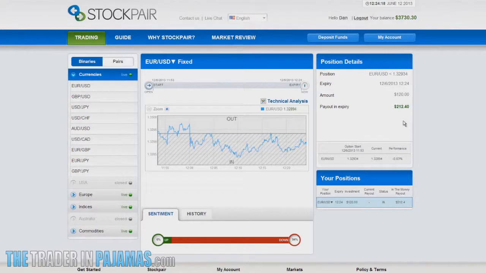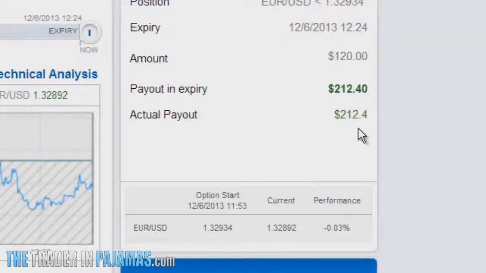Okay, so we're back to the trade that we submitted earlier, and it's going to expire soon. It looks like it's going to be a winning trade. The payout will be a whopping $212.40, which will give me an overall profit of $92.40. So let's take a moment and check my trade history again.